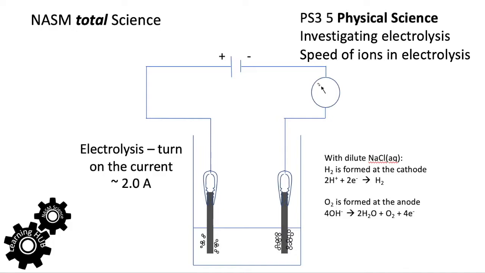So we're going to see, oh, there are bubbles, but look, the bubbles aren't even. On the positive electrode, the anode, there are fewer bubbles compared to the one on the right, the cathode. And what is actually happening with dilute sodium chloride solution?